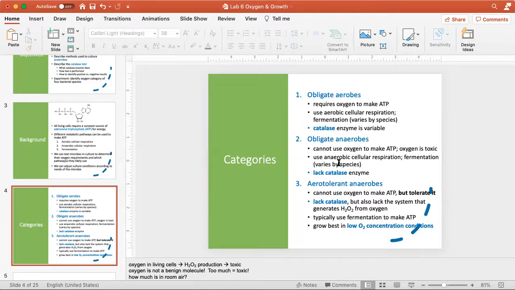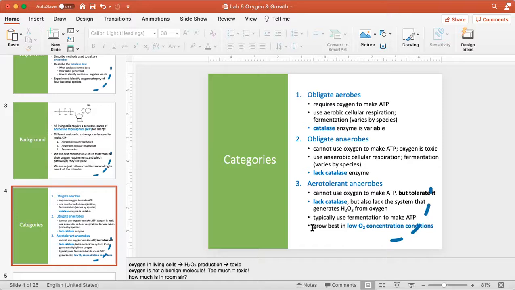Now, these organisms also lack catalase. They don't have catalase, but it's not because they're not exposed to oxygen. They do get exposed to oxygen. They live in environments where oxygen is present. It's just that they literally don't have the pathway that generates hydrogen peroxide. So they just don't need any catalase. Now, here's an interesting fact about aerotolerants. They typically use fermentation to make their ATP. So these are organisms that tend to ferment.